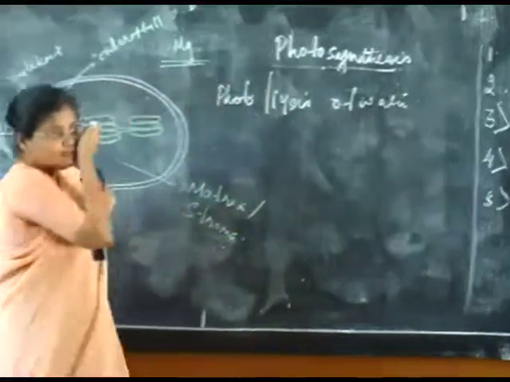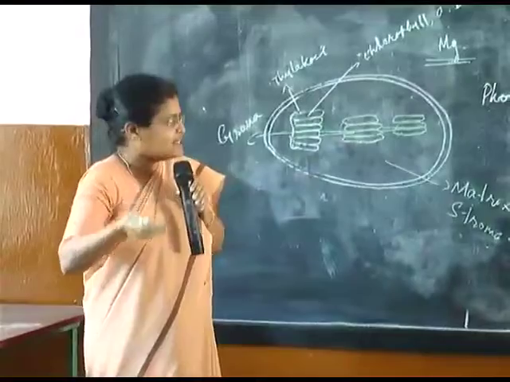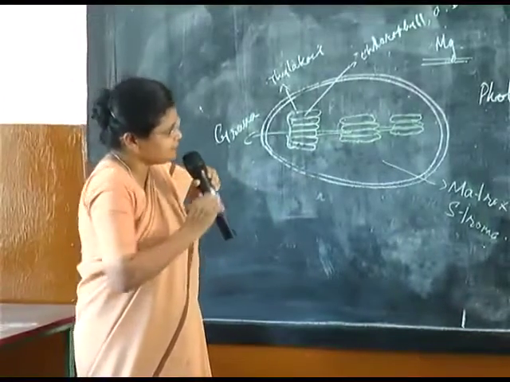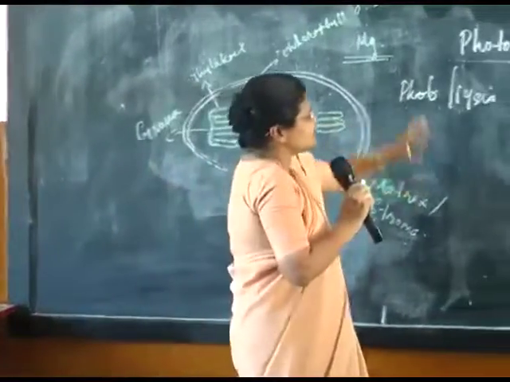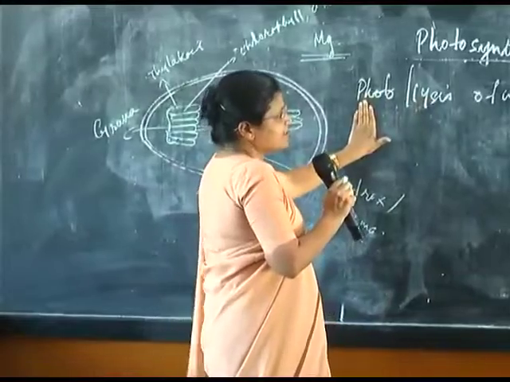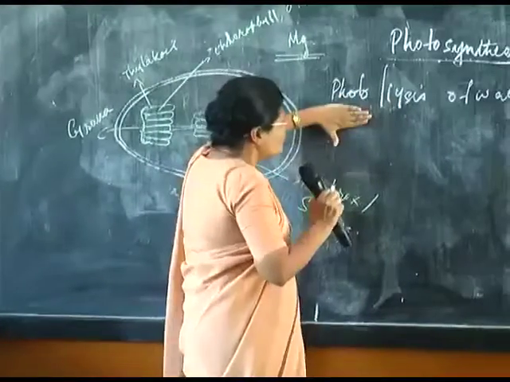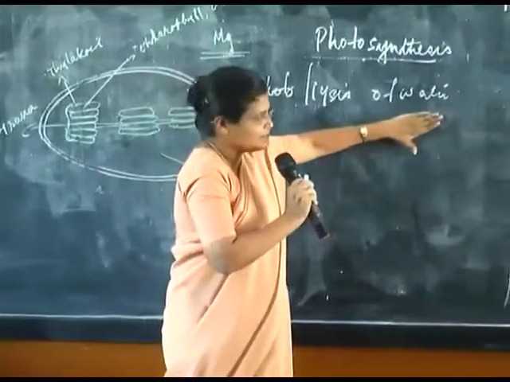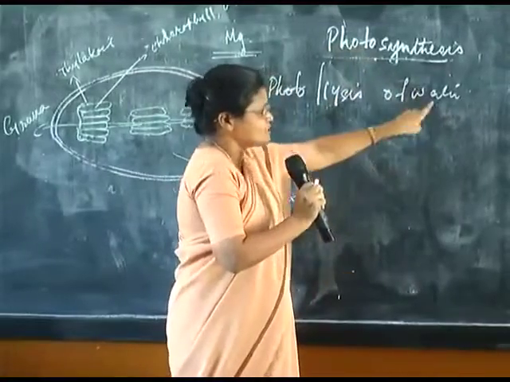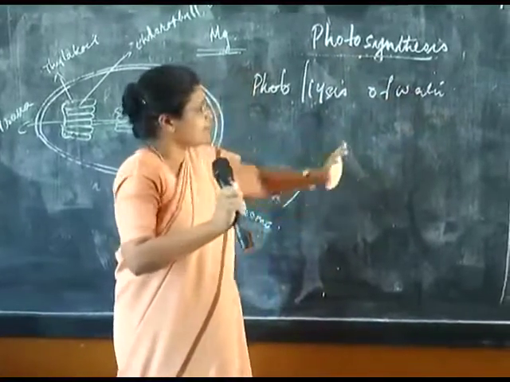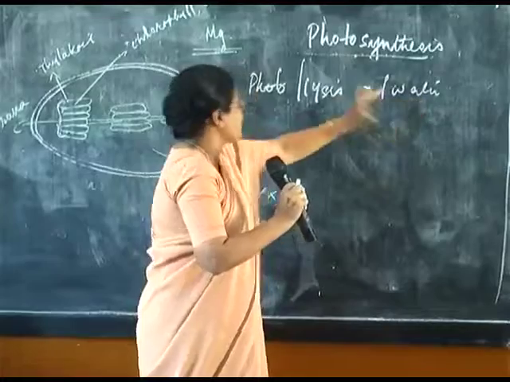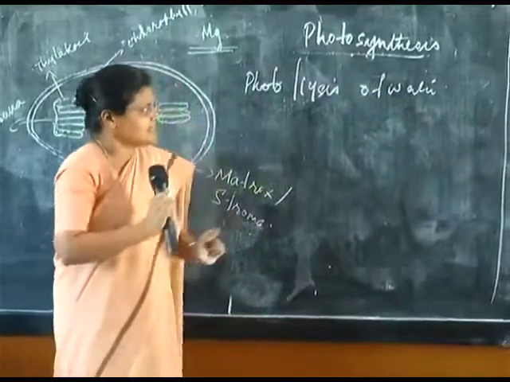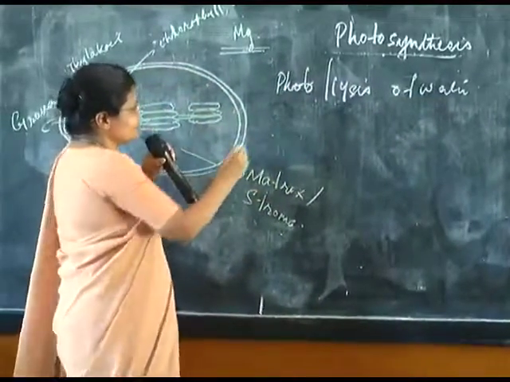So, you have the water simultaneously available for the leaves to synthesize the food. The water is split in the presence of sunlight, so it is called photolysis of water. I repeat, children, the splitting of a water molecule, splitting meaning breaking, in the presence of sunlight is called photolysis of water.